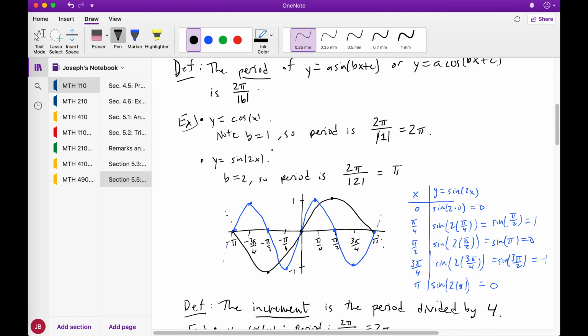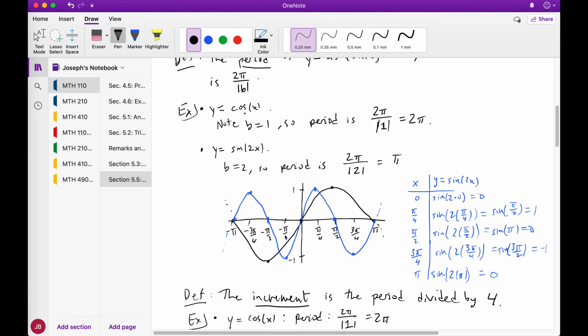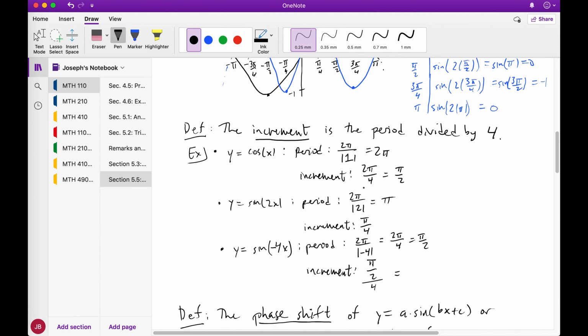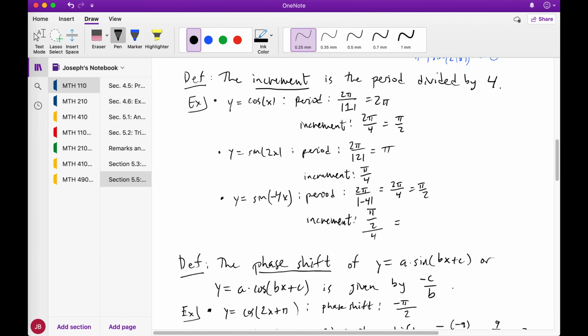Okay, so the larger the number multiplying x, the smaller the period will be. Okay, the more quickly it runs through its values. And here's how you find it with this formula here: 2 pi divided by absolute value b. Okay, the next thing we're going to need is something called the increment, and it's very simple. Once you have the period, just divide it by 4.